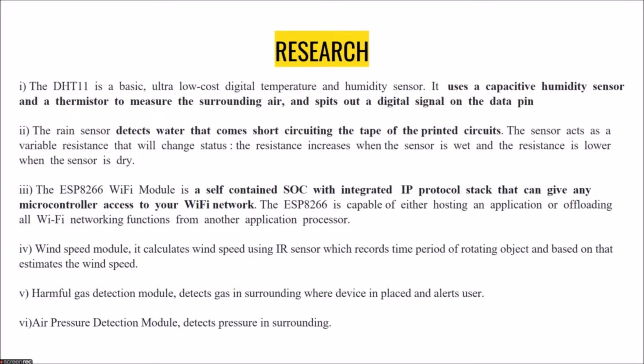Fourth is the windshield module. It has an IR sensor, which calculates the time period of a rotating object and based on that estimates the wind speed in RPM and later in meters per second or kilometers per hour.